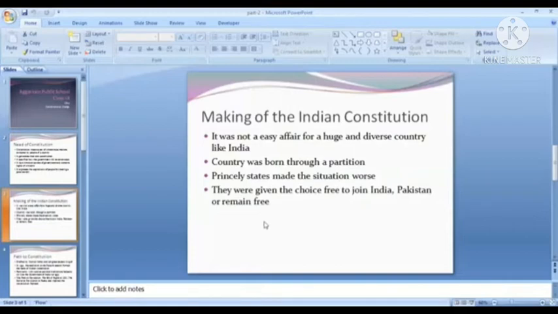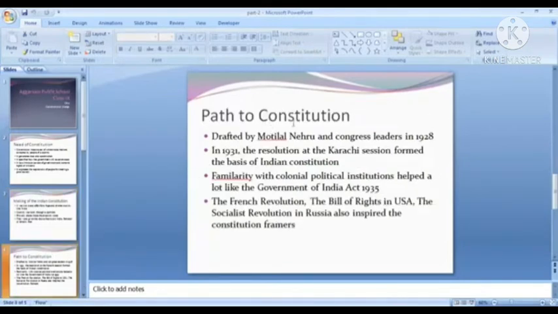And India, with the efforts of Sardar Vallabhbhai Patel, most of the princely states merged in India. But this was also a problem because these princely states demanded a lot of benefits at the time of making of the Indian constitution. So these are some problems which were faced by the Indian leaders at the time of setting up of the constitution. Now the next topic is the path to the constitution.